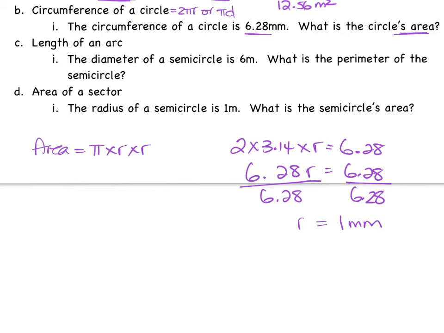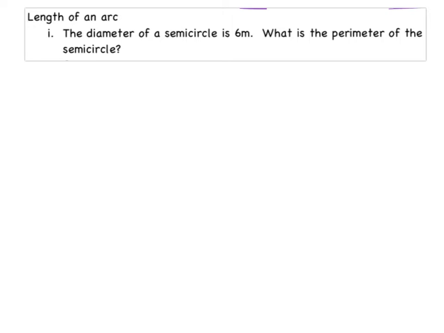So therefore, we could come back now to working out the area. So we know the area is 3.14 multiplied by the radius multiplied by the radius. And that will give us 3.14 millimeters squared. Alright, so length of an arc now. The diameter of the semicircle is 6 meters.